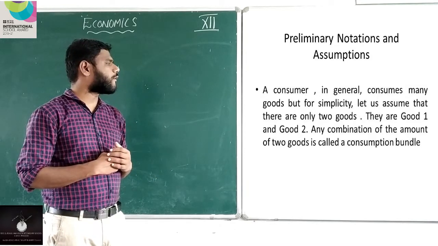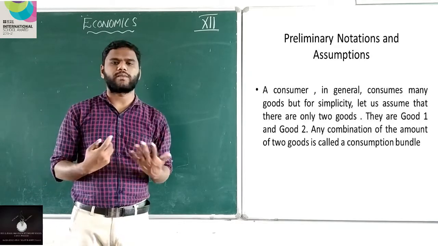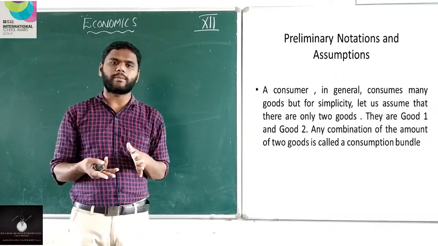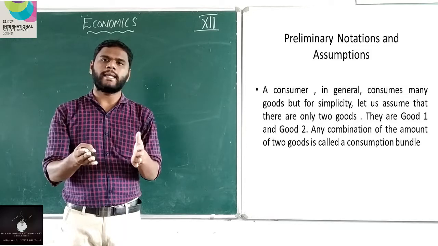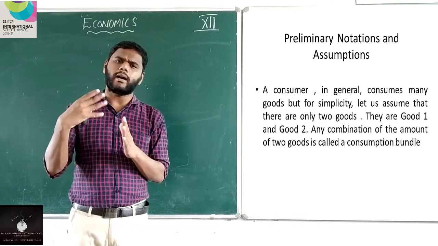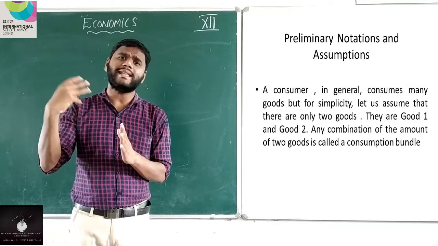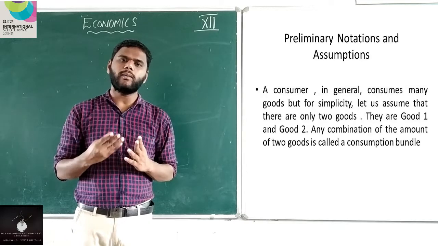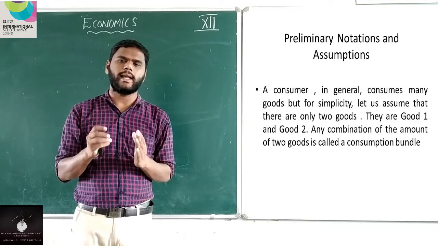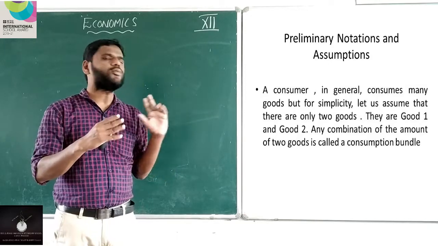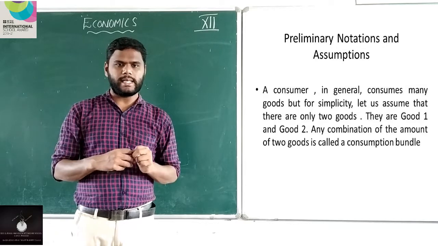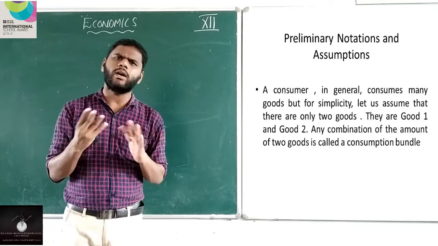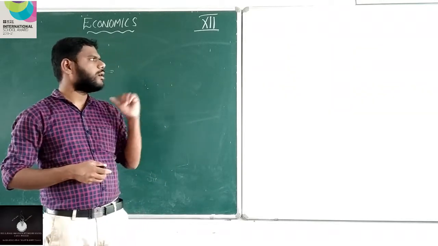Any combination of amounts of two goods is called a consumption bundle. So throughout this chapter, whether it is the ordinal utility approach, the cardinal utility approach or the budget line, keep in mind that a consumer can purchase n number of goods according to his wish. But for simplicity, we are assuming that the consumer is purchasing only two commodities, good one and good two, that is X1 and X2, or X and Y.